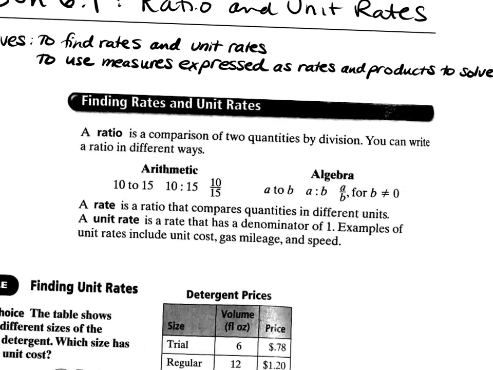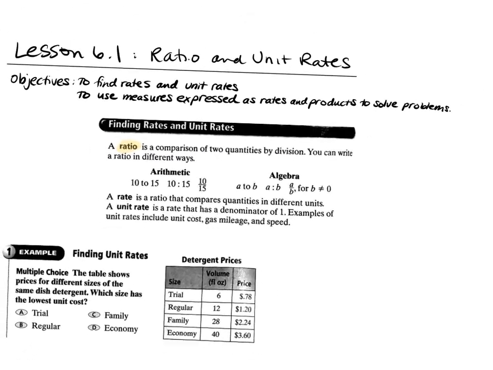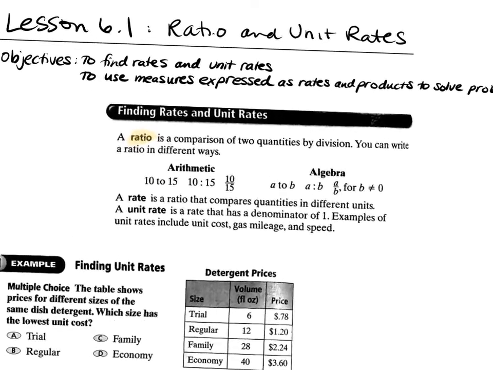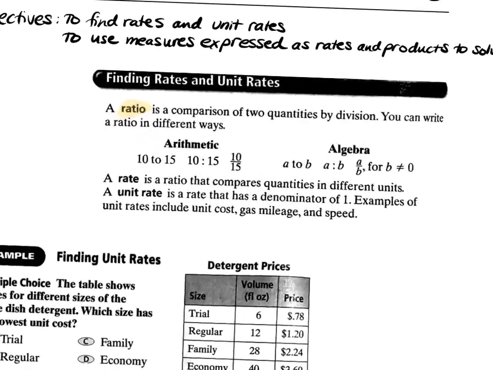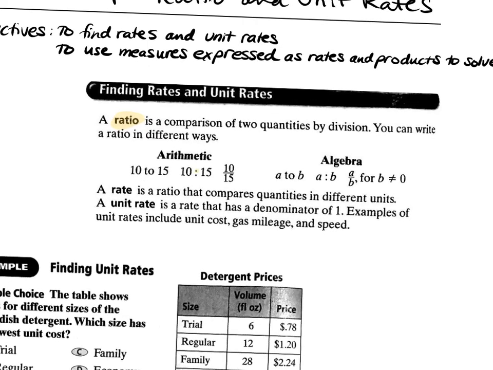So some vocabulary here. A ratio is a comparison of two quantities by division. You can write it in three different ways. You can say ratio, this is 10 to 15, or with these two dots, 10:15, or as a fraction, 10 over 15.